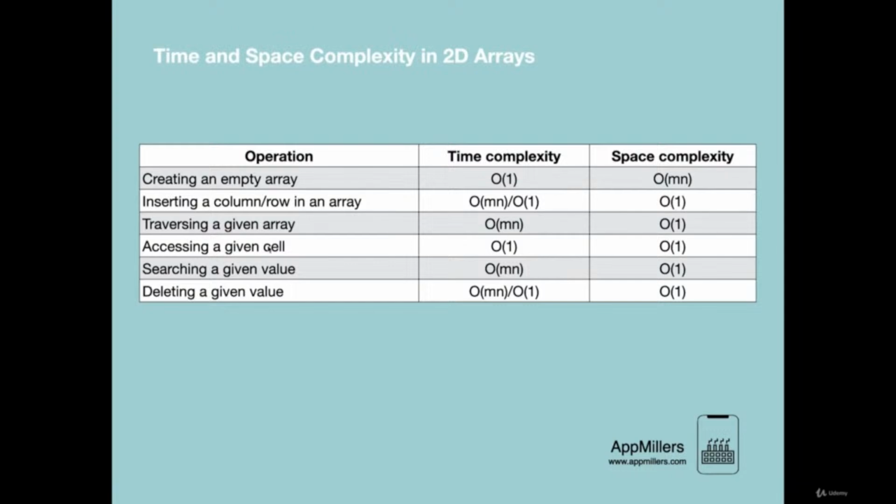So the next operation is traversing a given array. We showed you before that traversing means that we have to visit each and every element of the array. This means that if we have m number of columns and n number of rows, the time complexity will be O(mn).